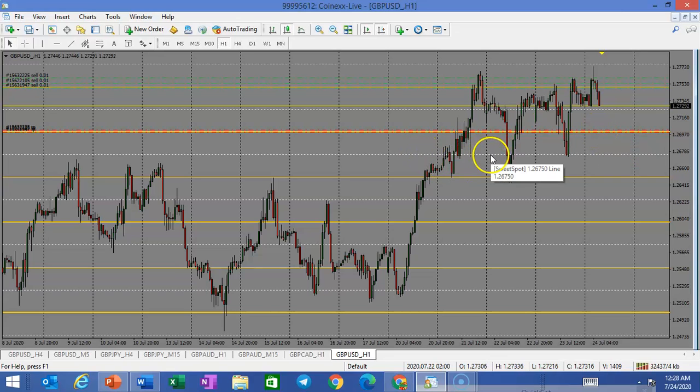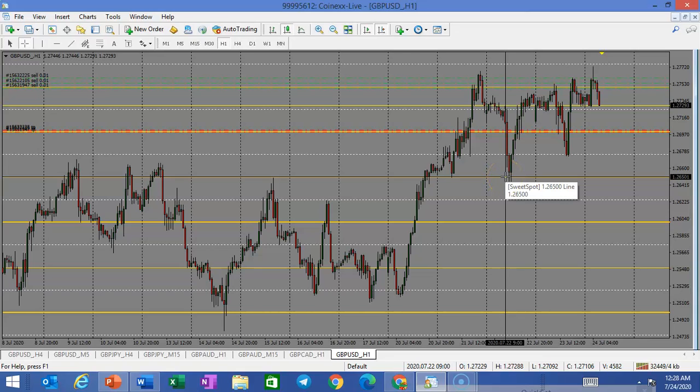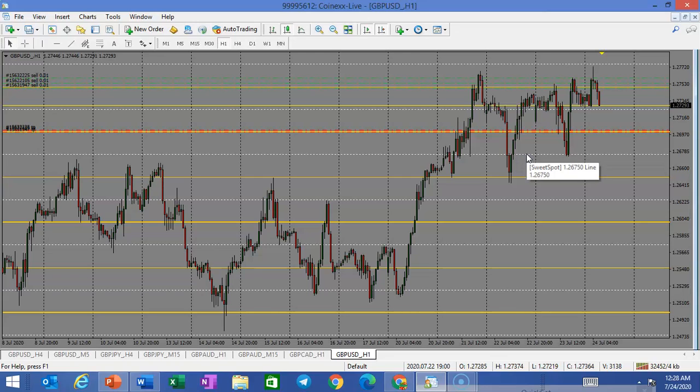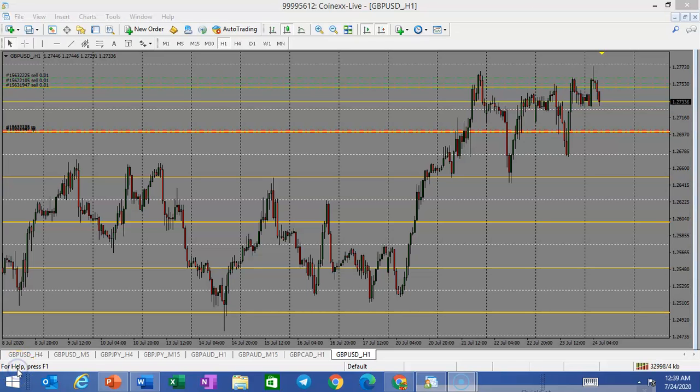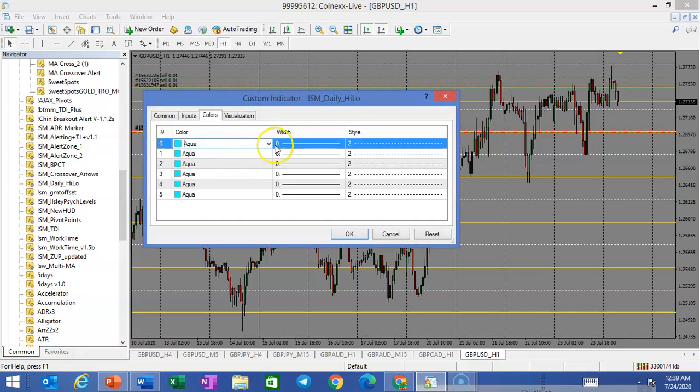Price has also respected this 25 pip zone, this 1.2650, and this, I'm sorry, this white tracer 1.26750, and then the 1.26500, that zone. Okay, so now I want to add on our daily high-low for confluence. And again, I always change these to black.